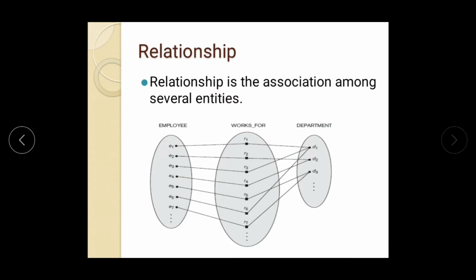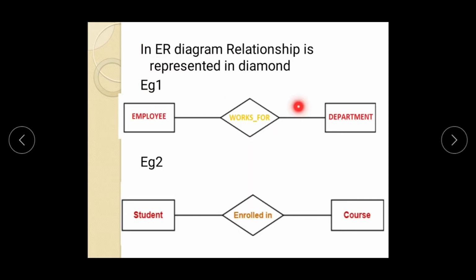Now in an ER diagram, entities and relationships are represented like this. A relationship is represented in a diamond structure. Here, employee, this is the first example. Employee is related with department. The employee entity type is related with the department through the works for relationship. So here the relationship is works for. That means the employee is working in the department, or working for the department.